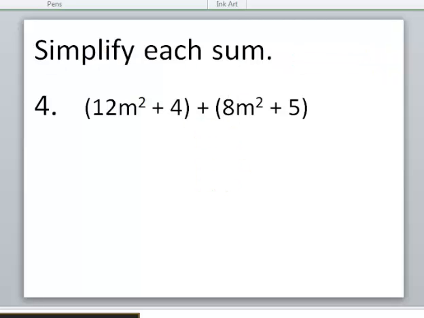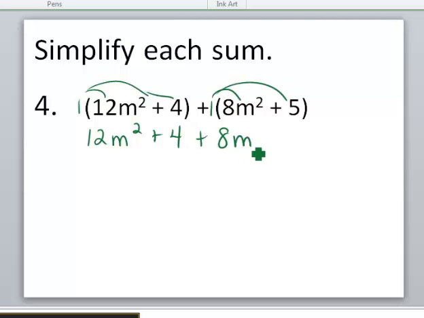This is the way a lot of our problems are going to look, and they're going to look like we're going to add polynomials together. Being more specific, this would be a binomial that has 2 terms plus a binomial that has 2 terms. What is really going on here is there's a 1 that sits in front of each of these parentheses. The 1s, when you distribute, do not change the problem inside. So if I distribute a 1 here as well, I get an 8m squared and a 5. When I add my like terms, I get 20m squared, and then I have 4 plus 5, which is 9.